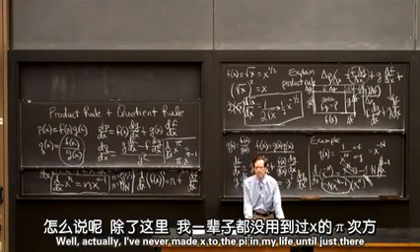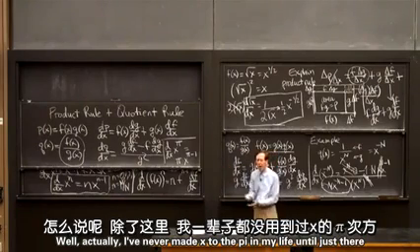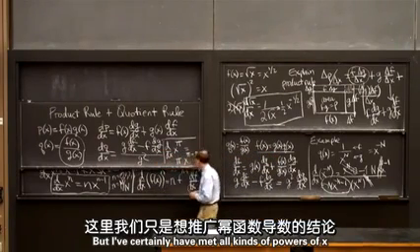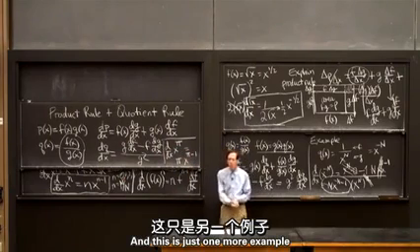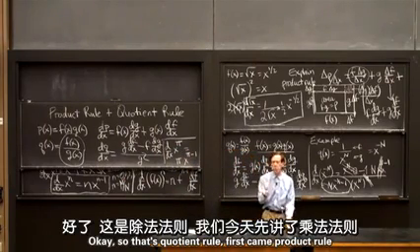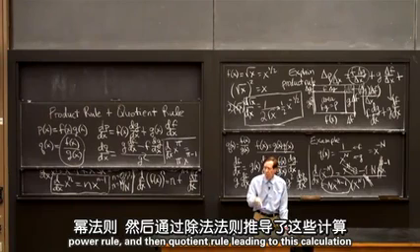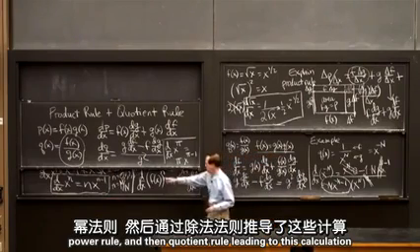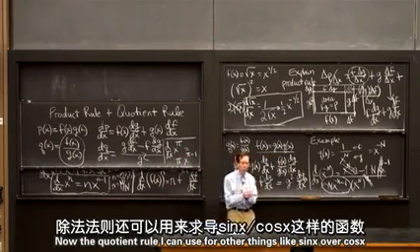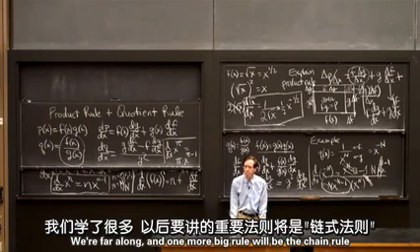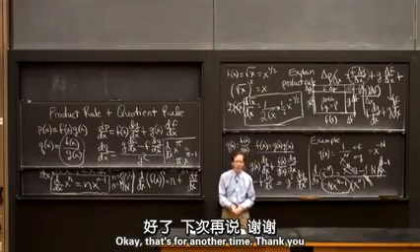Well, actually, I never met x to the pi in my life until just there. But I've certainly met all kinds of powers of x, and this is just one more example. Okay, so that's quotient rule. First came product rule, power rule, and then quotient rule, leading to this calculation. Now, the quotient rule I can use for other things like sine x over cosine x. We're far along, and one more big rule will be the chain rule. Okay, that's for another time.